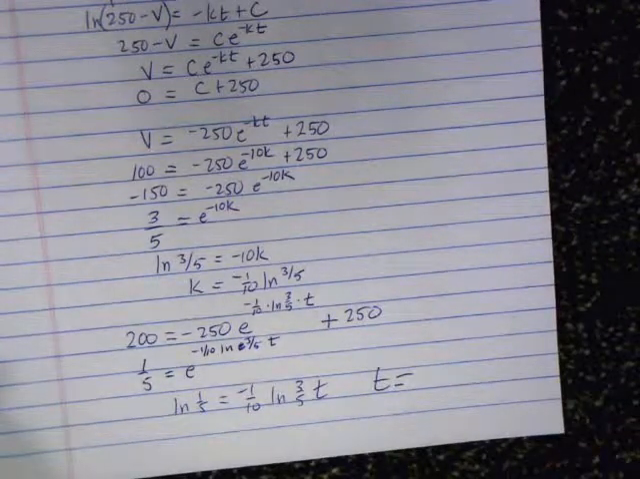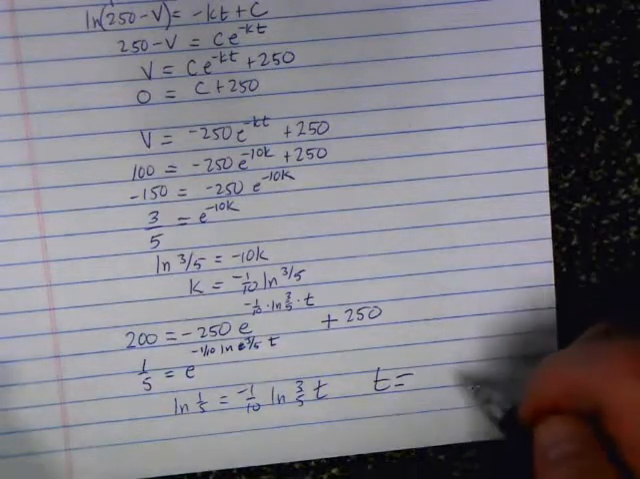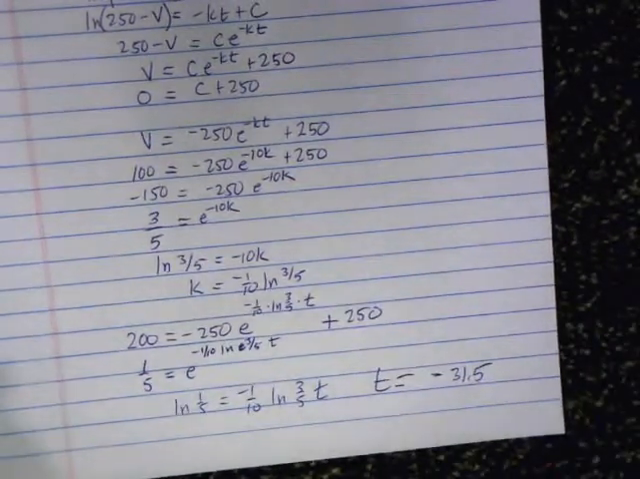T is, grabbing my calculator, ln of 1/5 times negative 10 divided by ln of 3/5. Somebody made a mistake, because I got t equals negative 31.